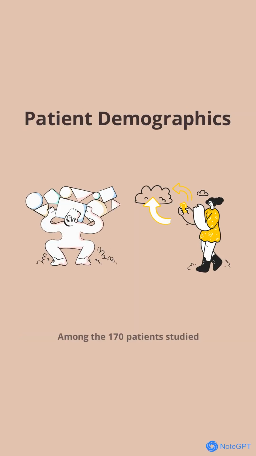Among the 170 patients studied, 40% had cervical radiculopathy and 60% had lumbar radiculopathy. The average age for cervical cases was around 52 years, while lumbar cases averaged about 55 years. Both groups had a slightly higher proportion of male patients. Right-sided symptoms were more common, especially in cervical cases, while bilateral involvement was more frequent in lumbar radiculopathy. Understanding these demographics helps clinicians anticipate which patients are most likely to present with these conditions and tailor their diagnostic approach accordingly.